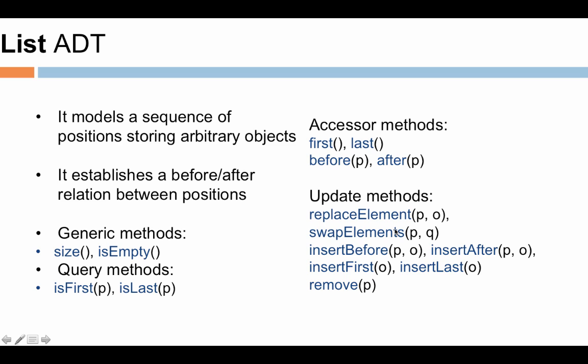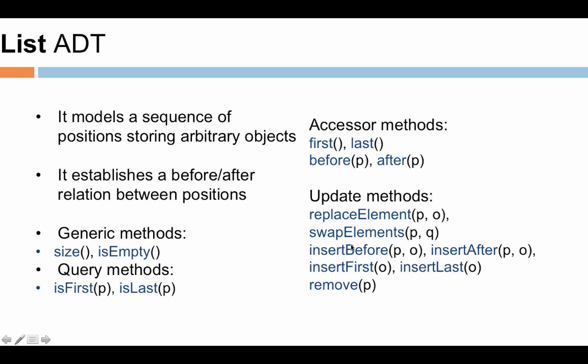Okay. So now the update methods are here. Here you ask, replace the element in P by O. So O is a value. In other words, O is the object that is stored in position P. The replace element method takes two arguments. One is a position P and the other is an object O, and it replaces the object in position P by the object O. Of course, there is no return value here. The return value can either be a success or a failure depending upon whether P is a well-defined position or not.